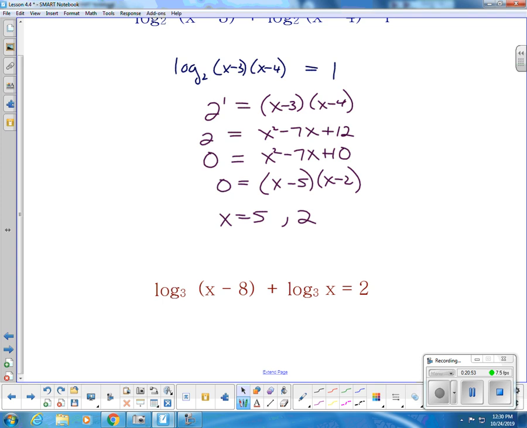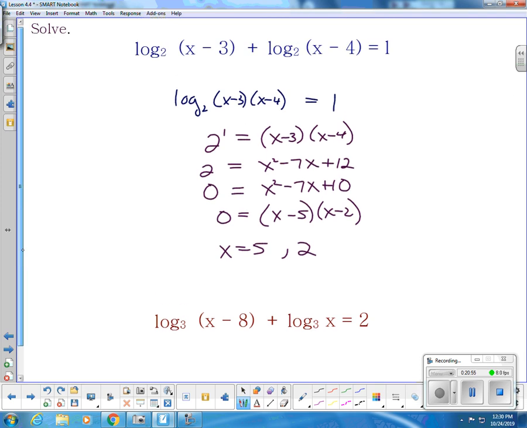Remember, you have to check them. If I put the 5 in, I get the log of 2 here, that's okay. If I put the 5 in, log of 1. If I put the 2 in, you see I'm going to get the log of negative 1 here? So 2 is extraneous. And you would only put 5 down for your answer blank. You understand how we're checking? Do we need to do the second example, or are you okay? Okay.